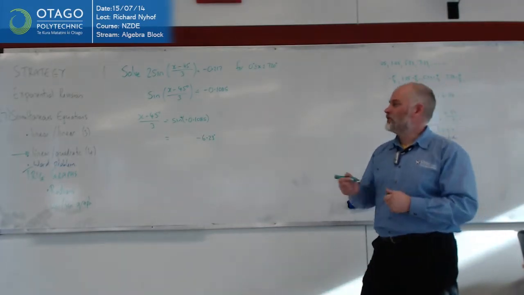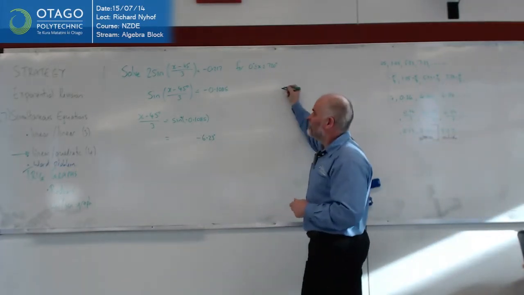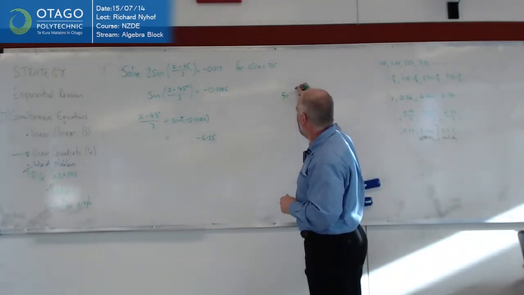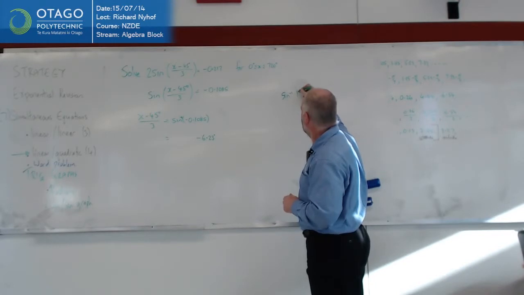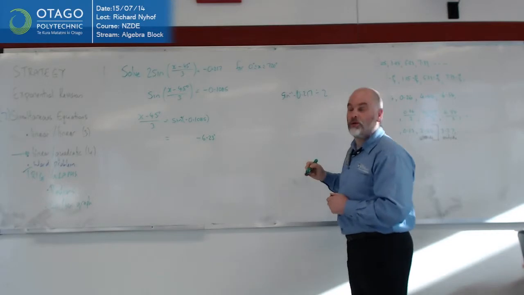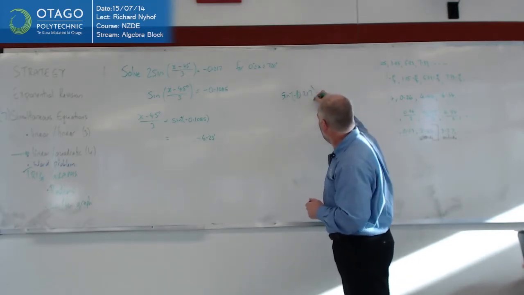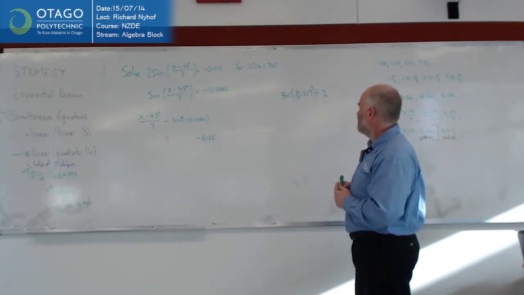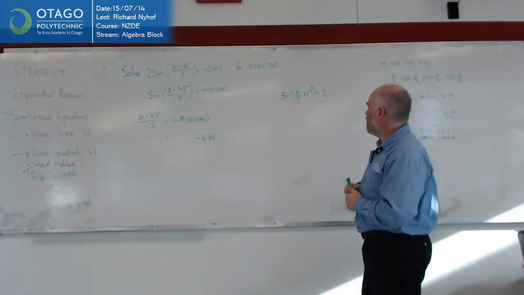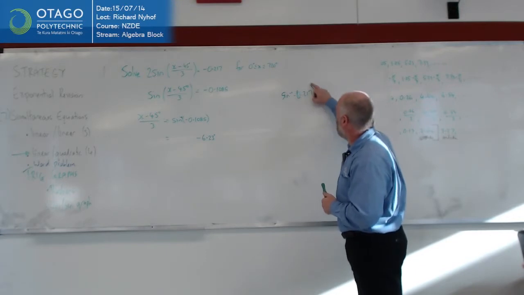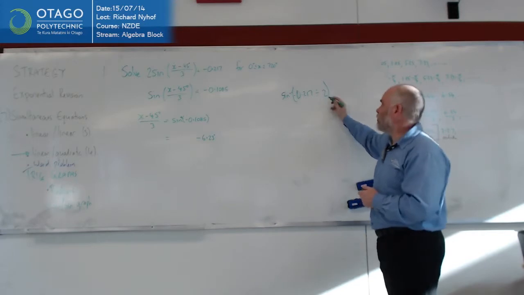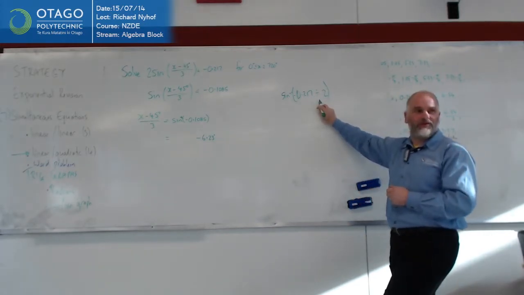So did you do sine inverse of negative 0.217 divided by 2, or did you do that? The key thing is, I don't want that. I do want that. Yeah, that's what you want.